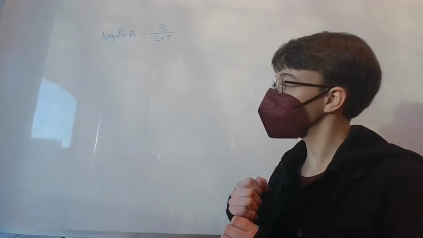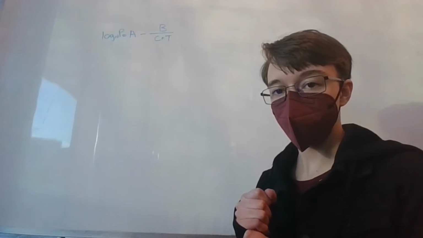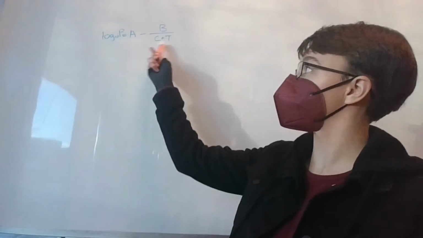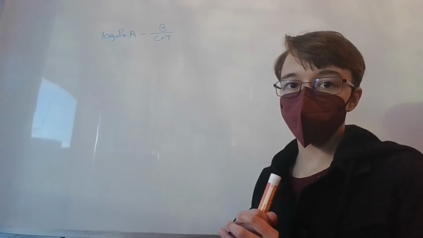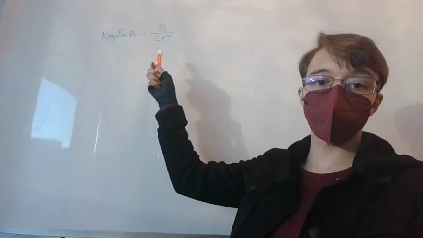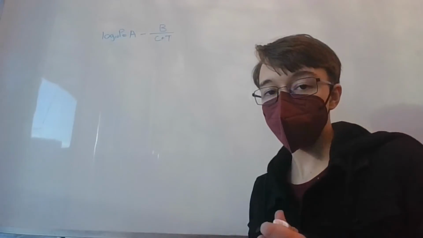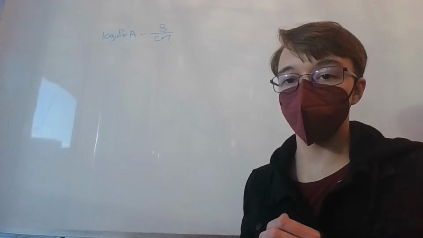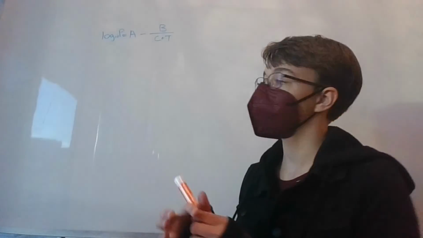Alright, so for the next part of this problem, we're going to want to take the linear regression of the Antoine equation, which I have written right here. Now, you can see the immediate problem is this is not a linear equation. So we're going to have to transform this equation into a form that it can be done with linear regression.